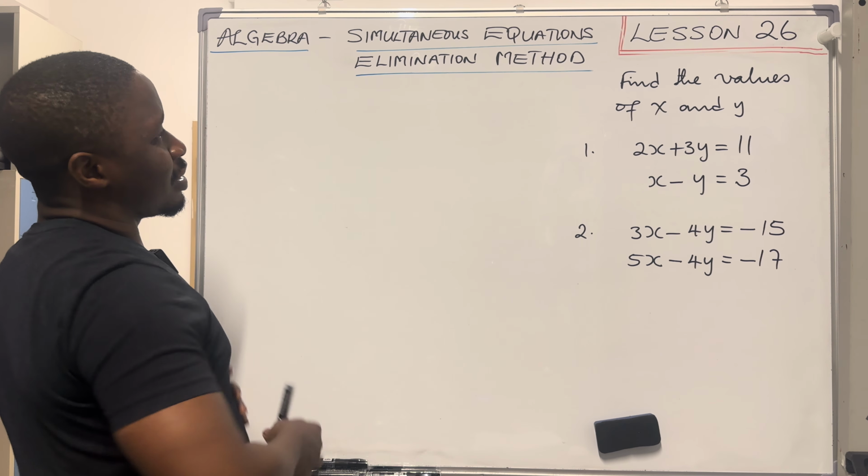Now we say 2x plus 3y equals 11. Let us call this equation 1. Then we say x minus y equals 3. We call this equation 2. We are following the elimination method.